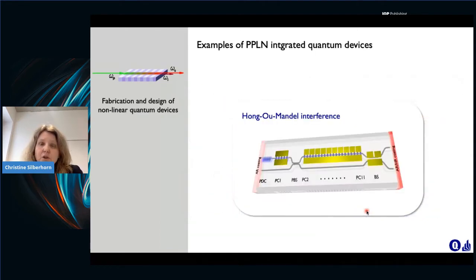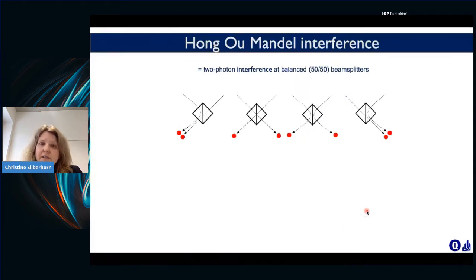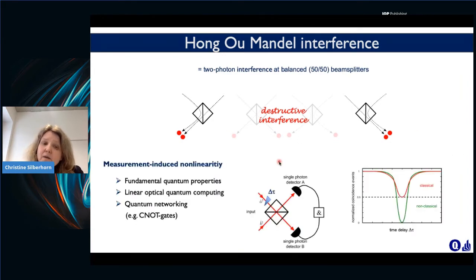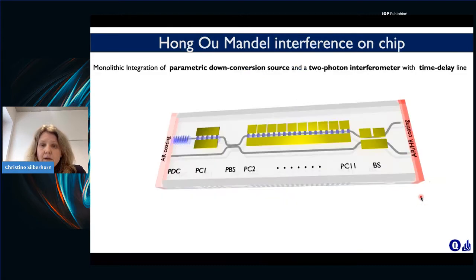Now, the device I want to show you a little bit more is Hong-Ou-Mandel interference on chip. I do not have to introduce Hong-Ou-Mandel interference to this audience, but it is two-photon interference at a 50-50 beam splitter where we only find the two photons exiting at one port. Why is it interesting? It is the basis of measurement-induced nonlinearities, and it is very fundamental for all kinds of applications. The way we test it is that we put two single photons on a 50-50 beam splitter, introduce a delay, and look for the dip, the very famous Hong-Ou-Mandel dip. Now, how do you do that on a monolithic device?